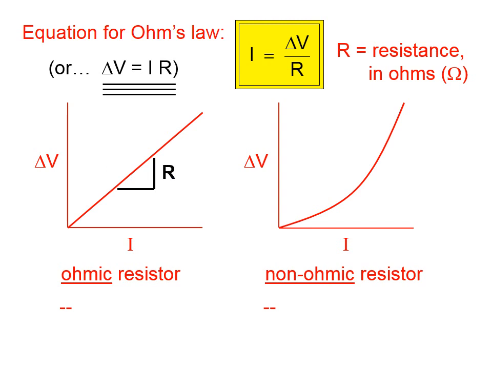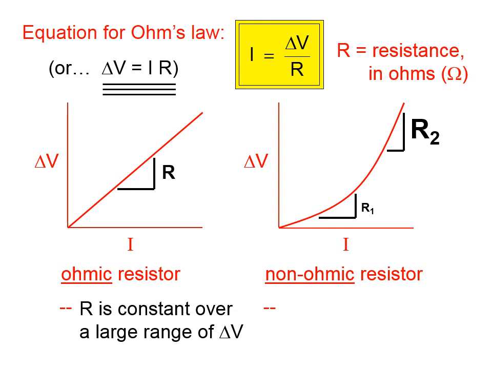On the left, that is indicating an ohmic resistor, where the value of the resistance, indicated by the slope, is constant, no matter what number of batteries you use in the circuit. A non-ohmic resistor has a resistance that will vary depending on how many batteries you use in the circuit. For ohmic resistors, the resistance is constant over a large range of pressure differences, and for a non-ohmic resistor, the resistance varies depending on the pressure difference. Carbon resistors tend to be ohmic in nature. Light bulbs with filaments tend to be non-ohmic.